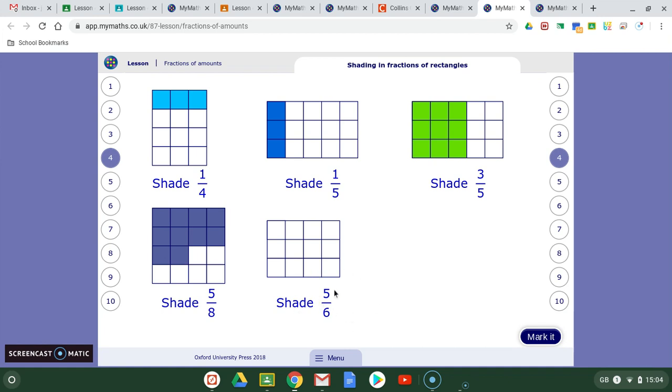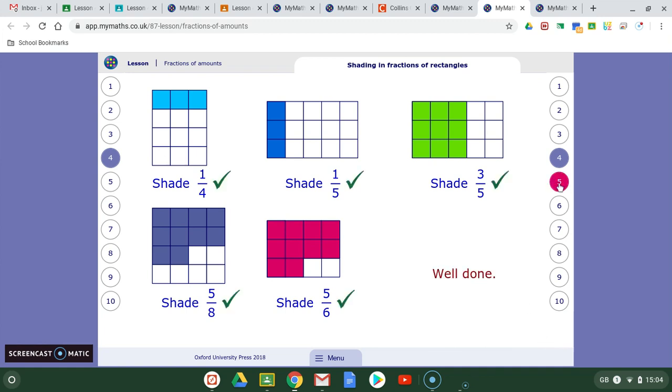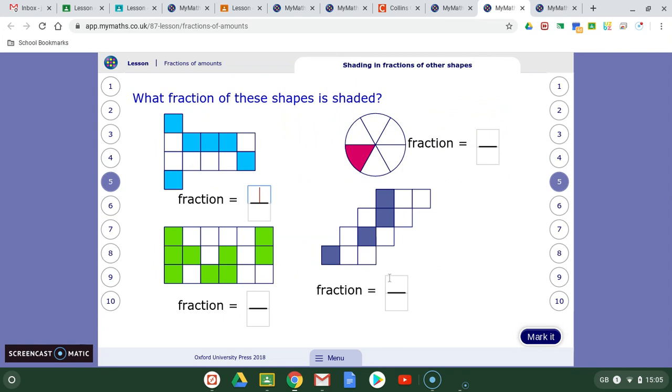So this last one here, shade 5/6. We've got to think about what 1/6 is first, and then we'll shade 5 of them. So how many have I got? I've got 12 squares. 12 divided by 6 to find 1/6 is 2. So 1/6 is 2 squares. 2/6 would be that. 3/6 would be that. 4/6 would be that. And 5/6 would be that. Let's have a look at that. Lovely, all correct. Let's have a look at these.